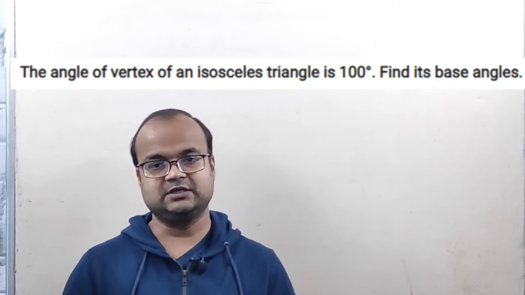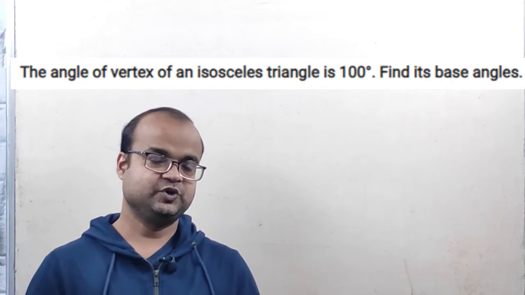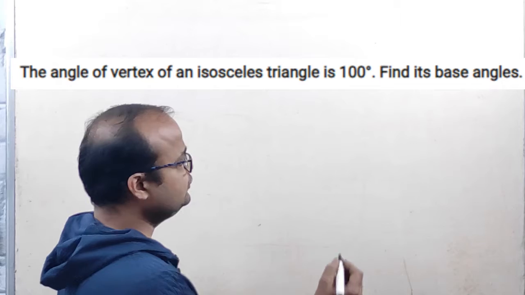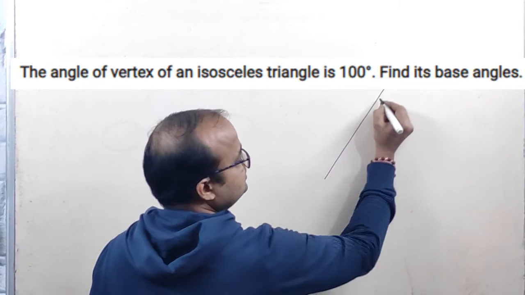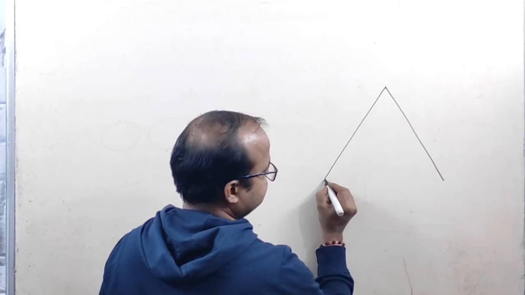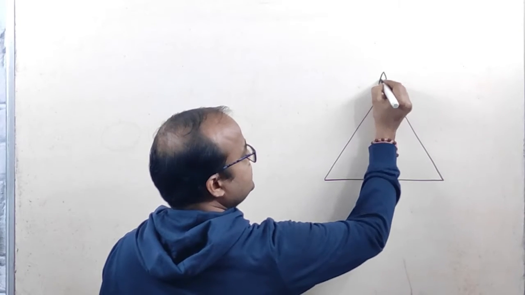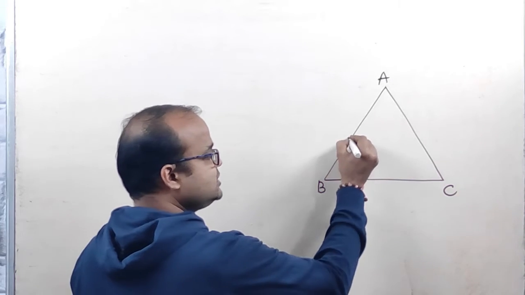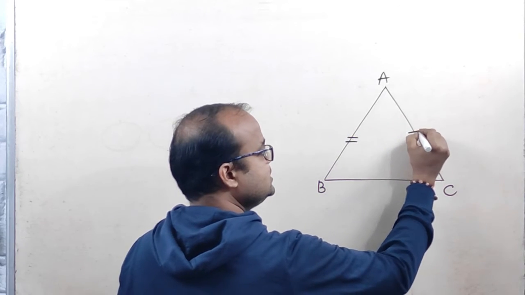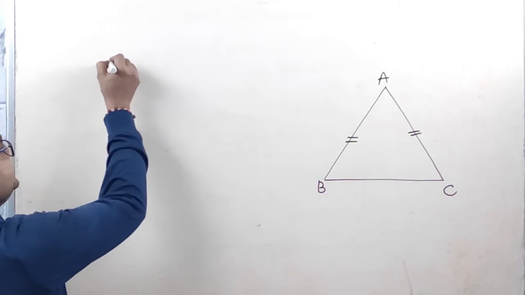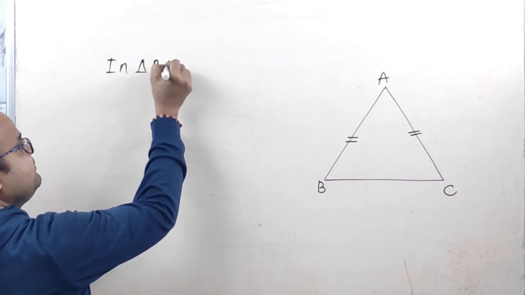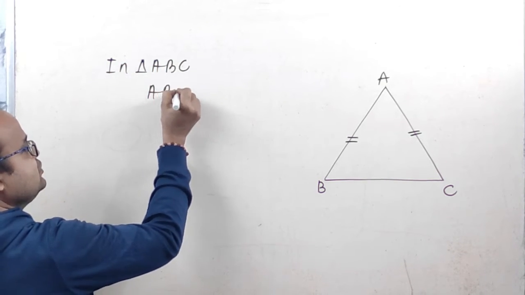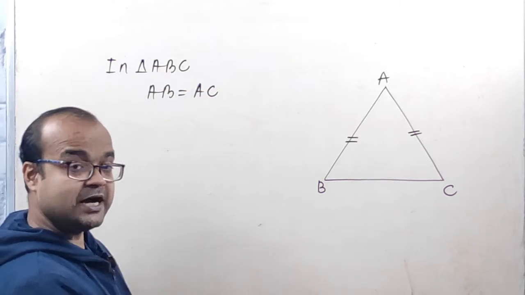Let us discuss our next problem. The vertex angle of an isosceles triangle is 100 degrees. Find its base angle. So first we draw a triangle, name it ABC. Now it is an isosceles triangle, so we assume that AC equals AB. So in triangle ABC, AB equals AC, since it is given that it is an isosceles triangle.